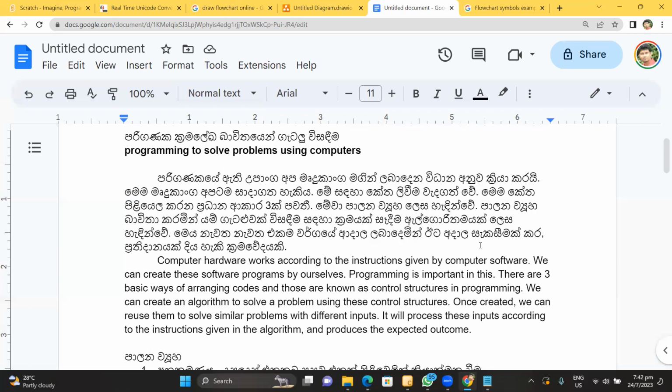So anyway, using them and arranging them in an order to solve a problem, we call that an algorithm. Please write down this and raise your hands once you have finished.